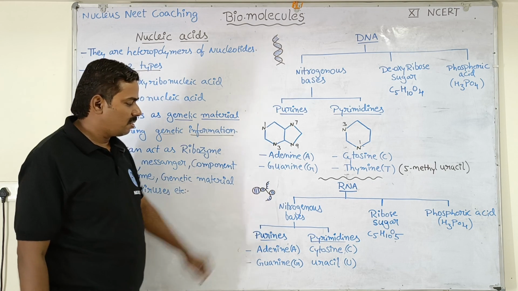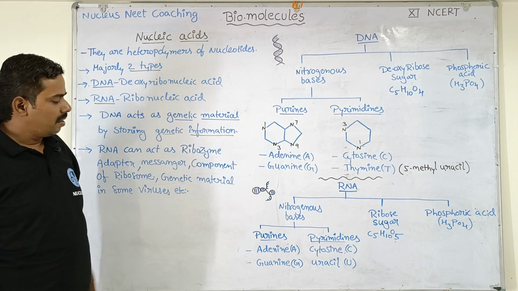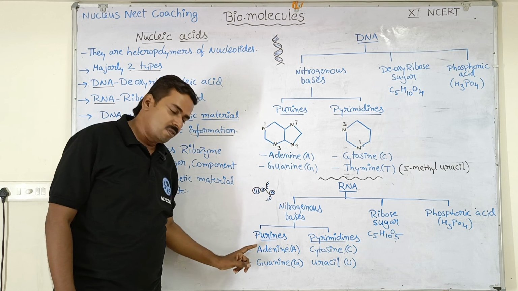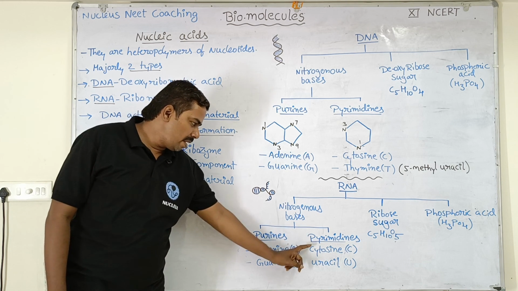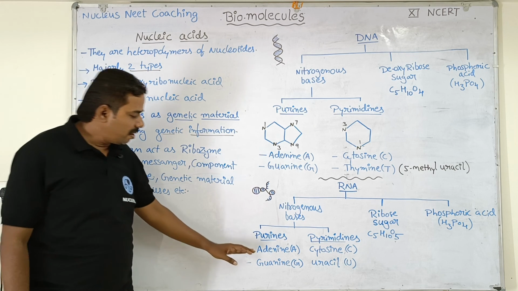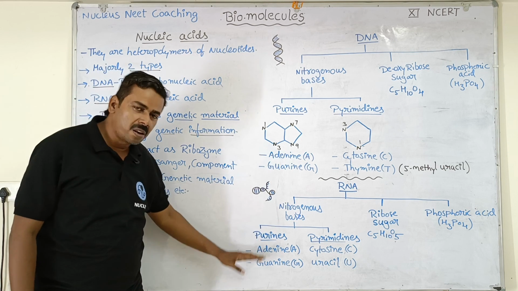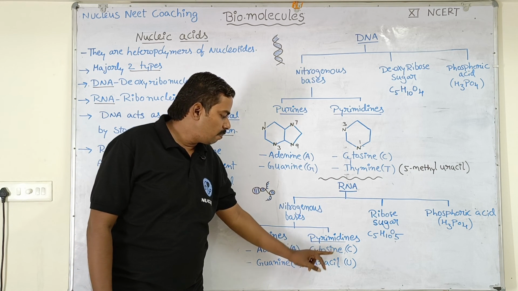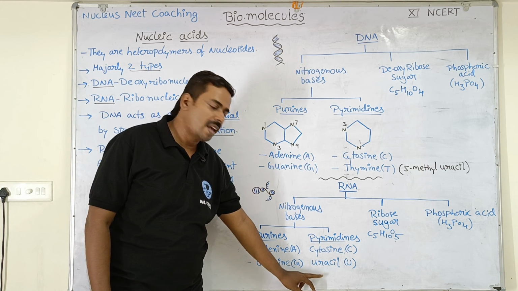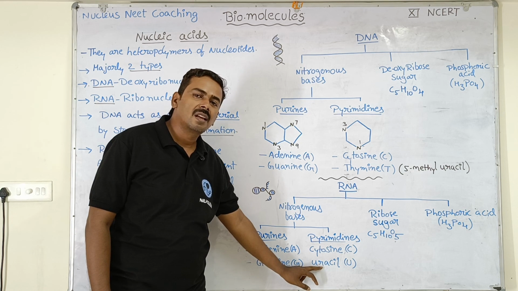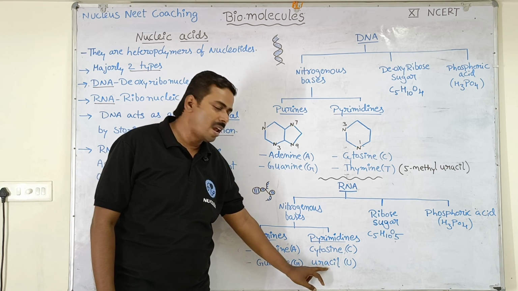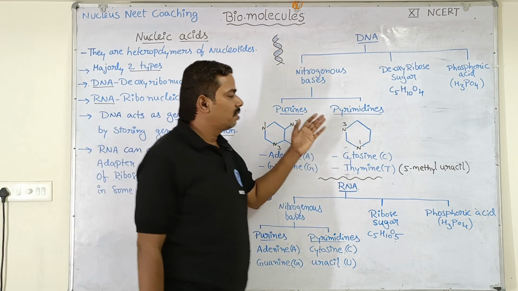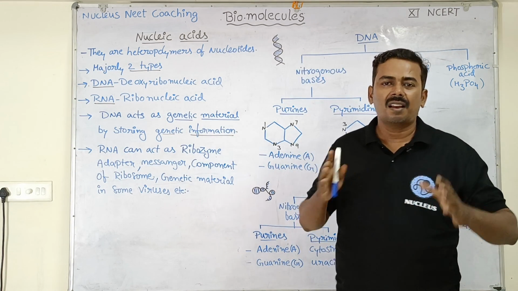Now coming to the nitrogenous bases, like our DNA, RNA also has two types of nitrogenous bases, purines and pyrimidines. Purines are the same, adenine and guanine. In pyrimidines, the same cytosine is present, but thymine is absent. Instead of thymine, there is another nitrogenous base called uracil. Understood? So this is about the composition of DNA and RNA.